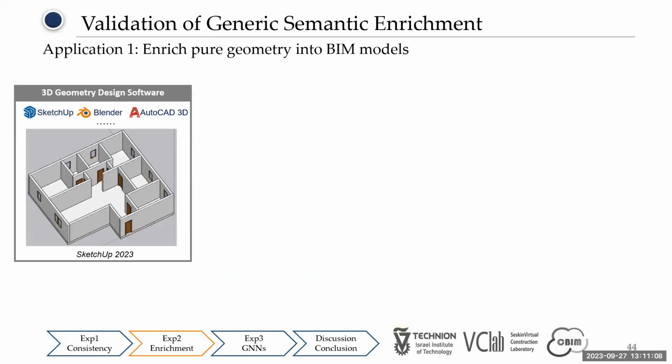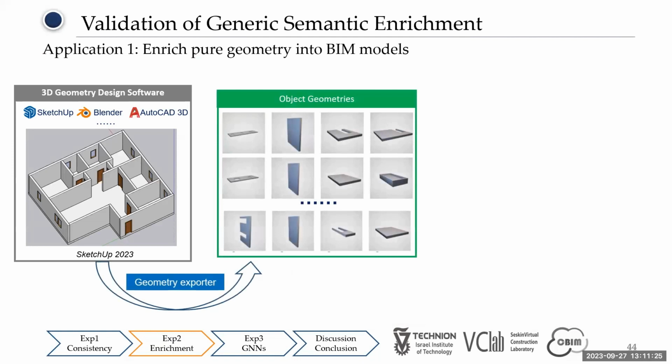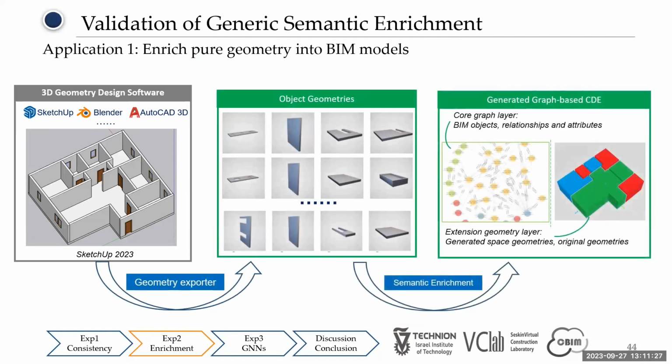We show 2 examples of how to use the generic semantic enrichment. The first application is going to enrich a pure geometry model into a BIM model. For example, you design a pure geometry model in SketchUp. You export the geometry out and use the developed tools to predict different types of semantics and organize them into a graph-based CDE.